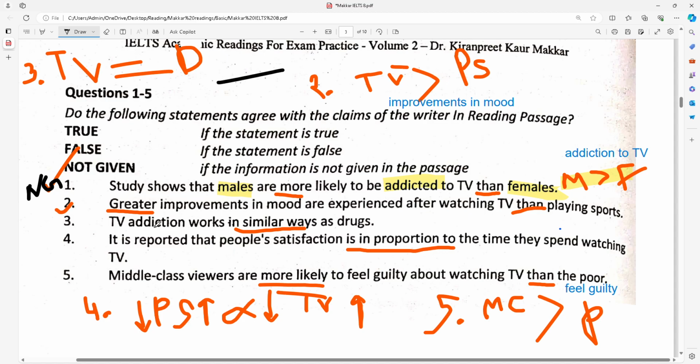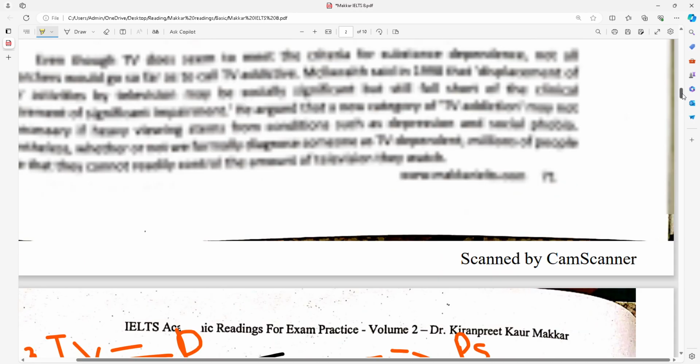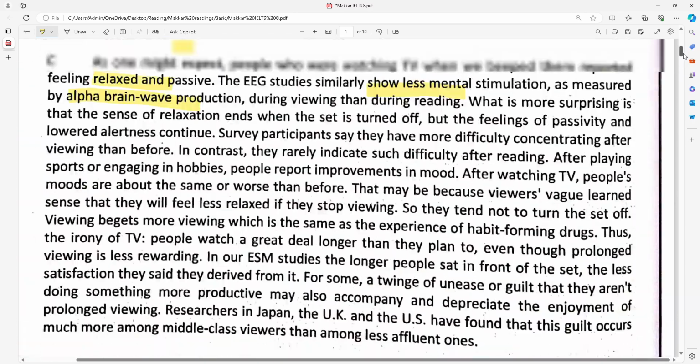Let's see. Greater improvements in mood are experienced after watching TV than playing sports. Now they're comparing watching TV and playing sports. Now we know the whole paragraph talks about watching TV. So we are going to locate its answer where they're talking about playing sports. Let's quickly find it out.